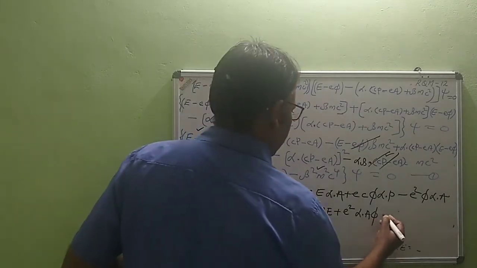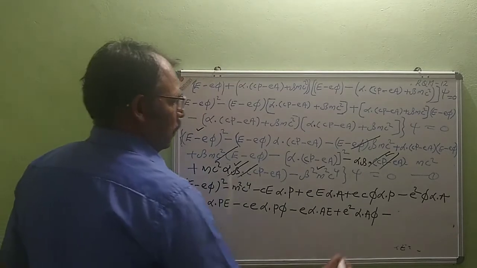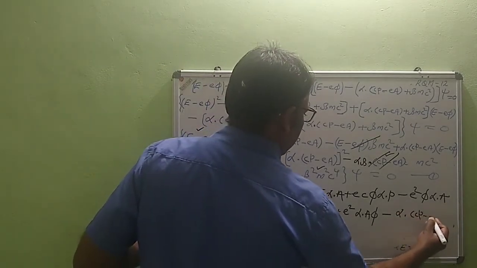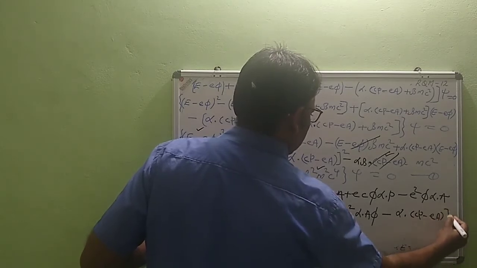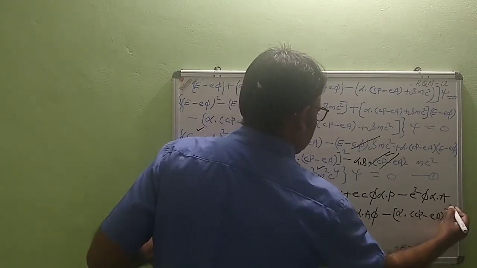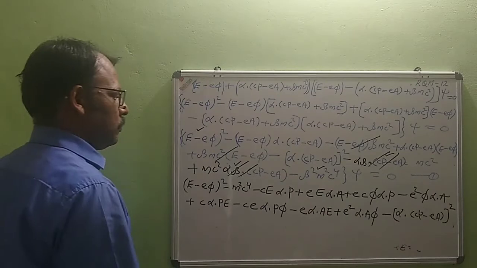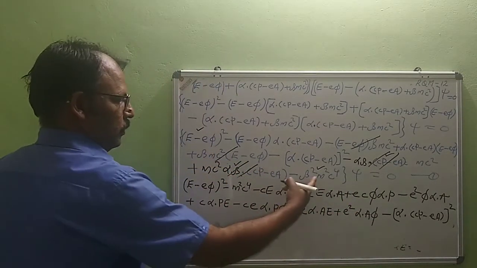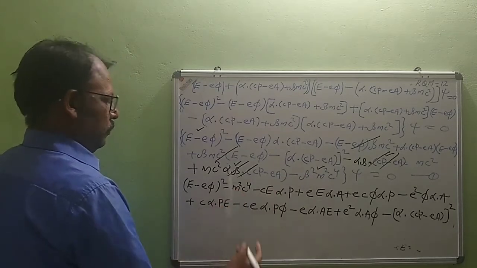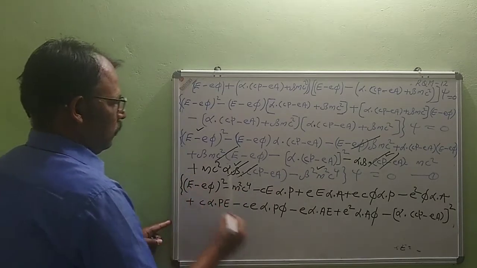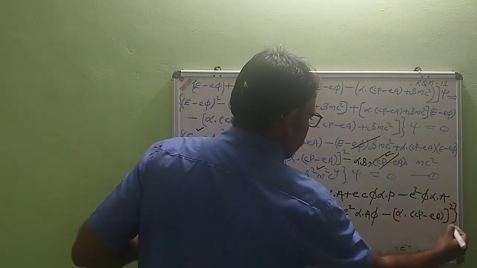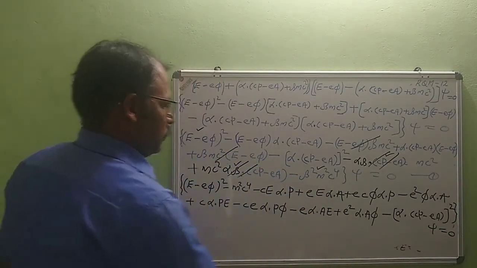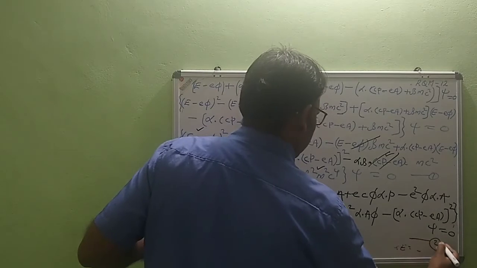Now take this term, that one is minus alpha dot (Cp minus Ea) the whole square. Now this one cancels out. This one we have written here. So the whole thing operating on wave function psi is equal to 0. This I am taking as equation number 2.